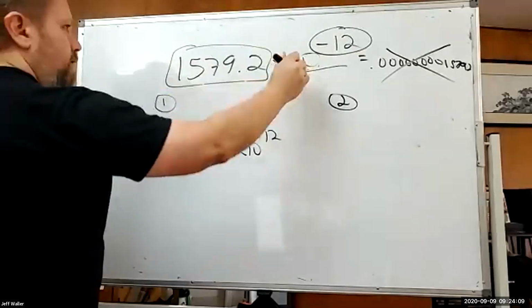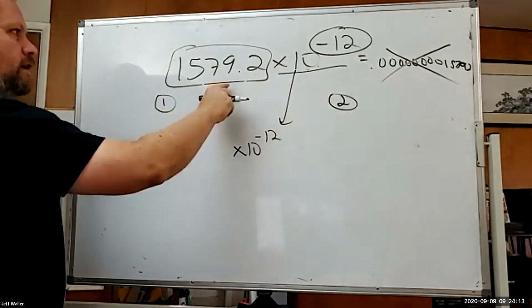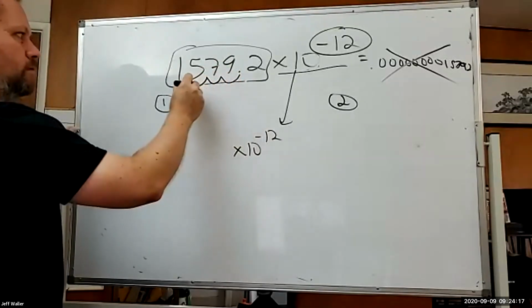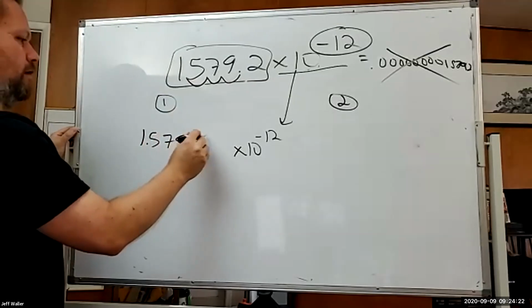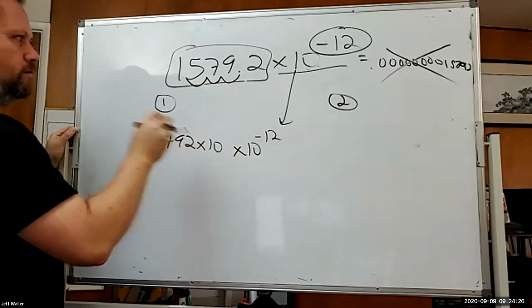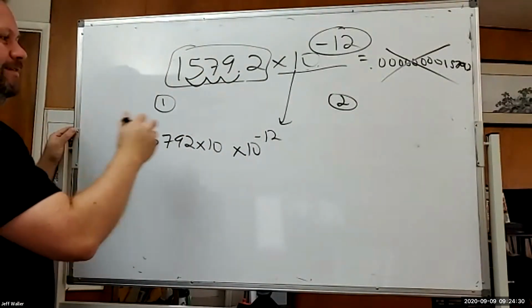So if I write this piece here, how do I change this piece into scientific notation? I've got to move the decimal 1, 2, 3. And that would be times 10 to the what then? What we just did. Negative 3. No, positive 3.